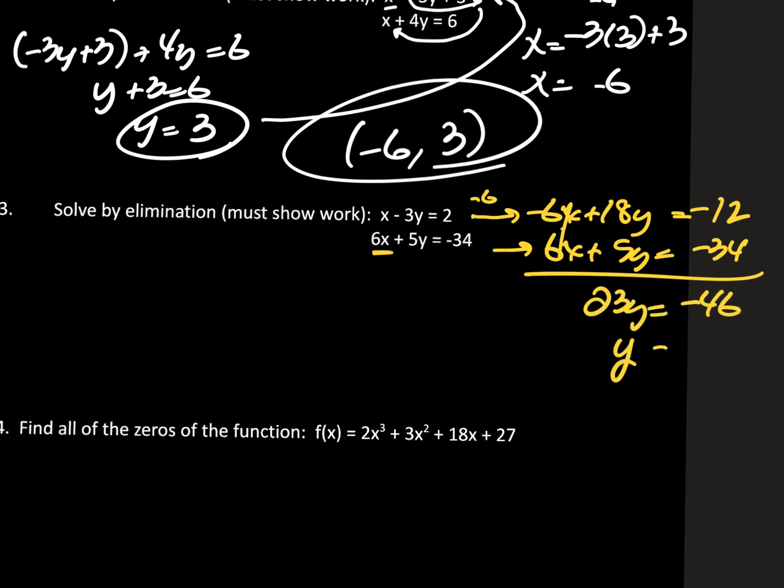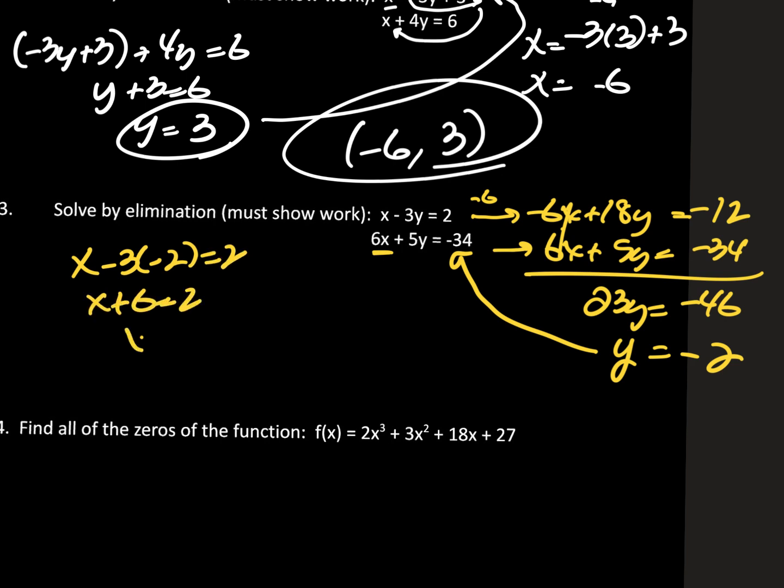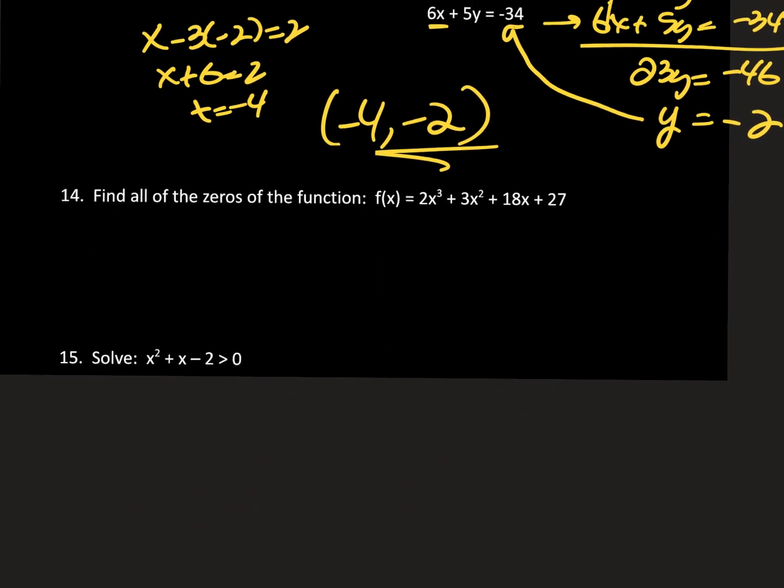And the beautiful thing is 23 just happens to go into 46 two times. So y is negative 2. You got to take that and plug it back in one of these equations. The top one looks much simpler, so I'm going to plug it in for that y right there in the top. That gives me x plus 6 is 2. And if I move that 6 over, I get negative 4. So my final answer there, negative 4 and negative 2. And you can check that just by plugging it in one or both of those equations.